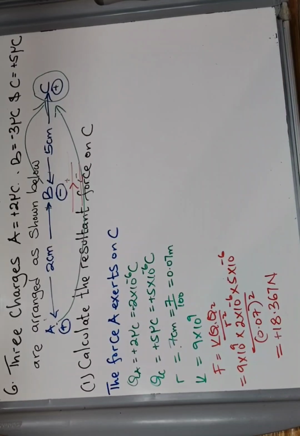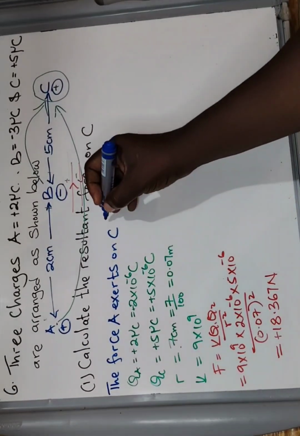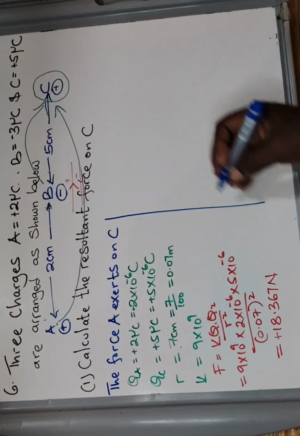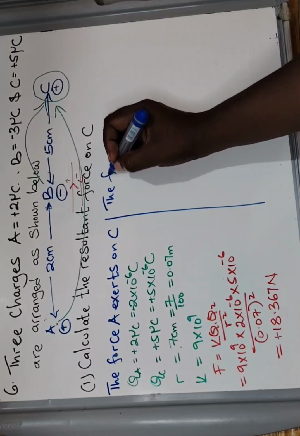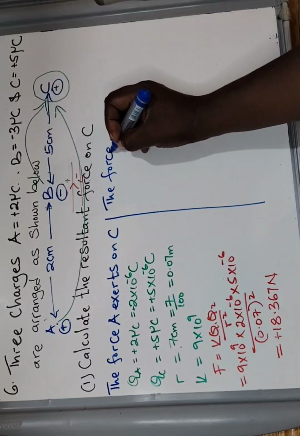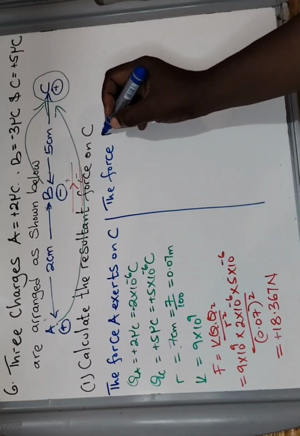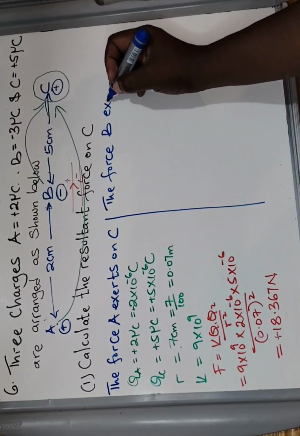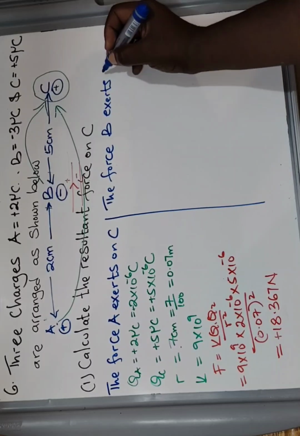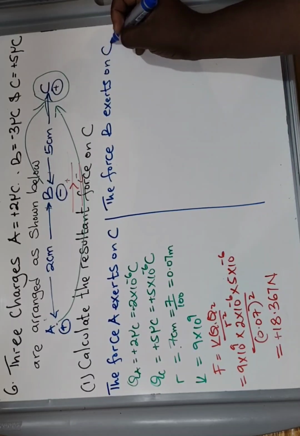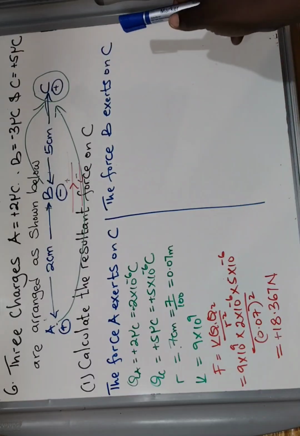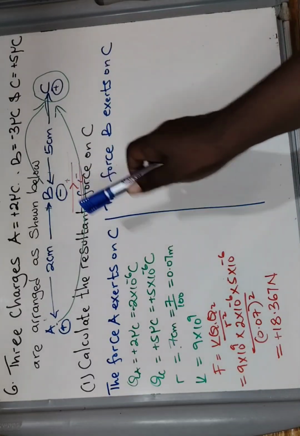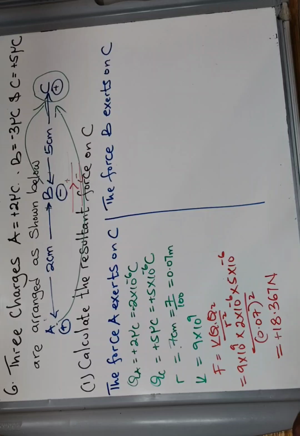So after that, what happens? Then we go to the next one. What is the next one? The force B exerts on C. Or we can say the force on C due to B. And what do we get out of that one? Let us check and see.